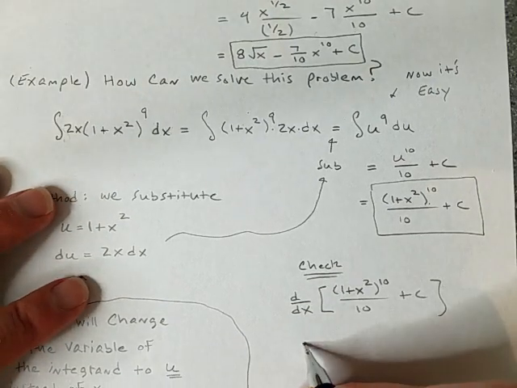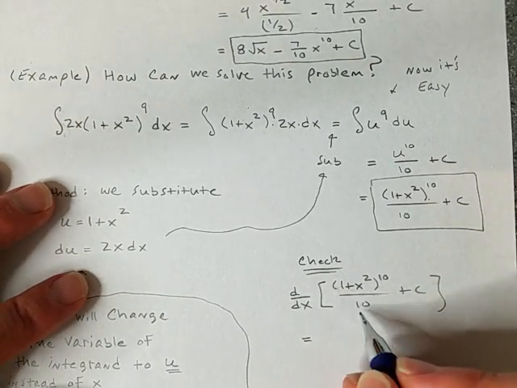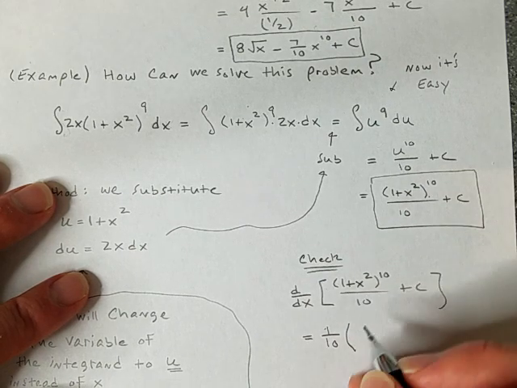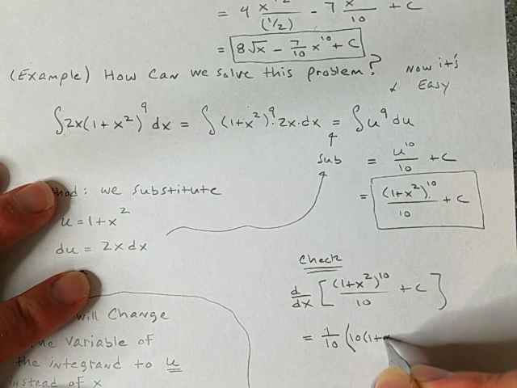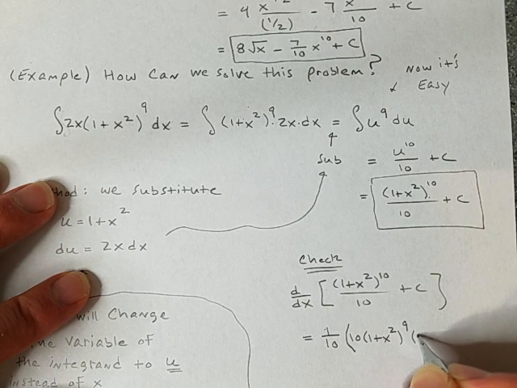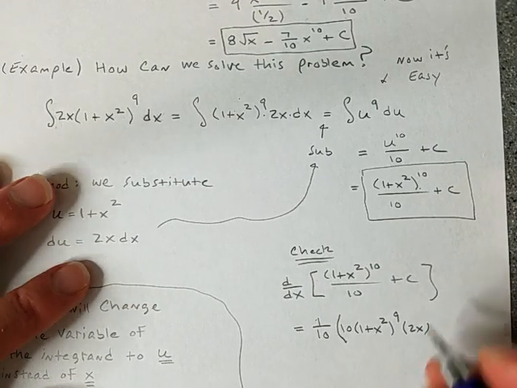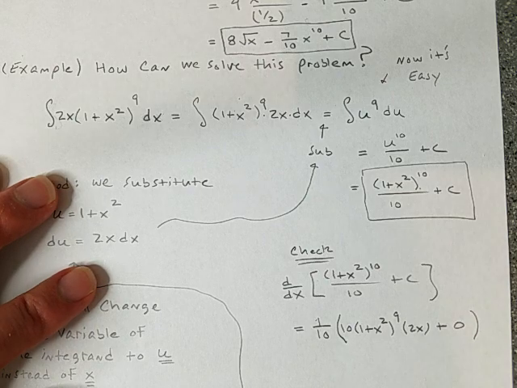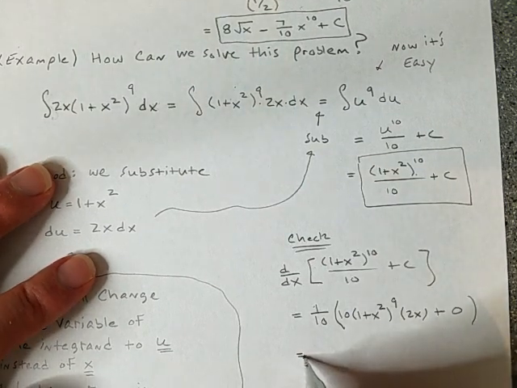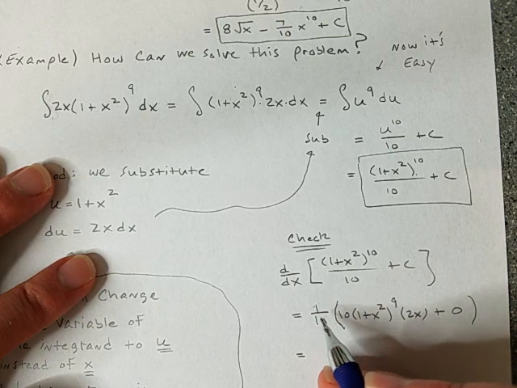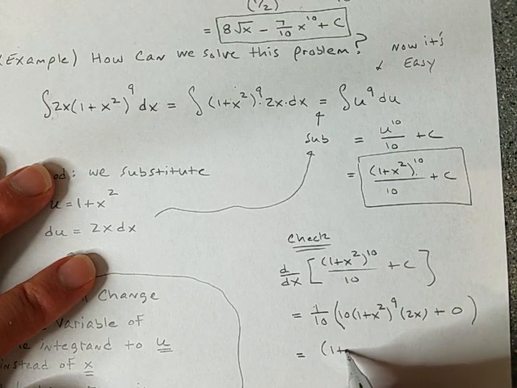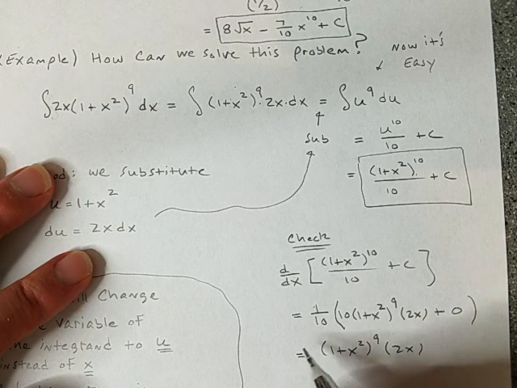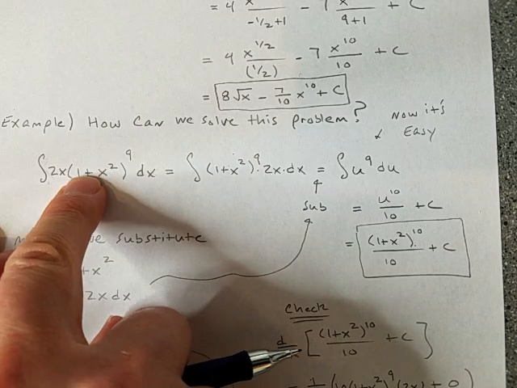Okay? So for this, I've got a constant of 1 over 10, then times the derivative of 1 plus x squared to the 10th power. And with the chain rule, it looks like that. Plus the derivative of that constant. Well, that is a constant, so its derivative is 0, so I get this. All right, and then what happens? Well, I got 1 over 10 times 10, so that's 1. That cancels. And that will leave me with 1 plus x squared to the 9th power times 2x. Okay, and that does check out. That's what I started with right there.